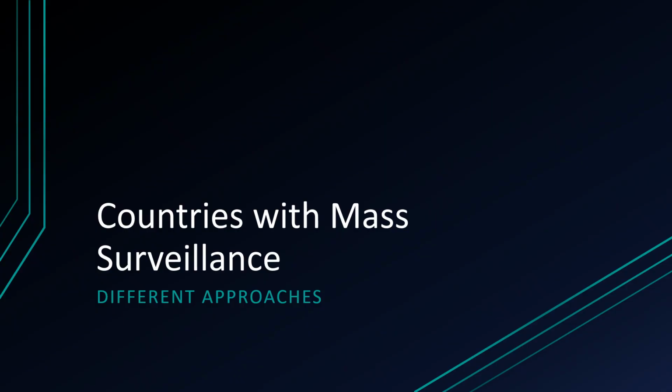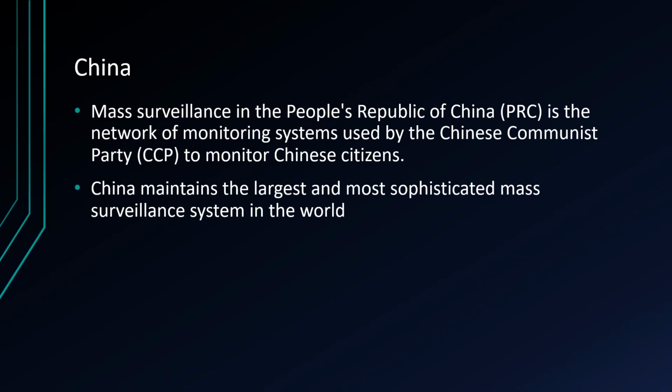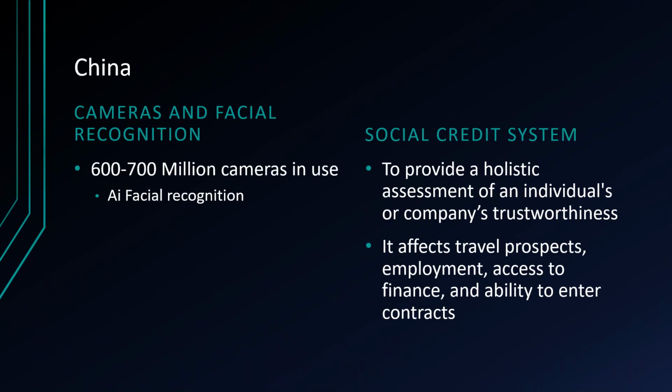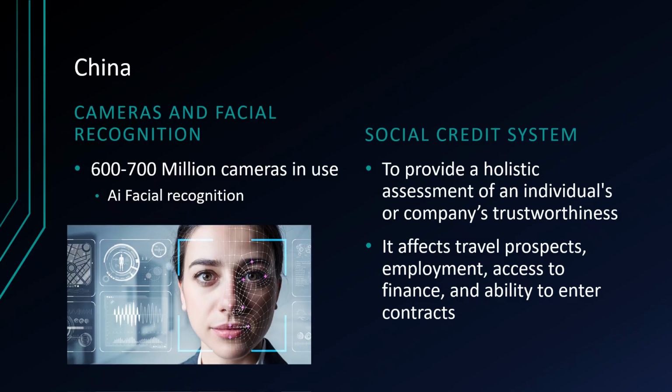Now, here are some countries with evident mass surveillance. China is often cited when talking about mass surveillance, as in the People's Republic of China, they have one of the largest networks of monitoring systems that's used by the CCP, Chinese Communist Party, to monitor its citizens. Furthermore, as far as China's cameras and facial recognition, they have between 600 and 700 million cameras in use today that are all equipped with AI facial recognition.